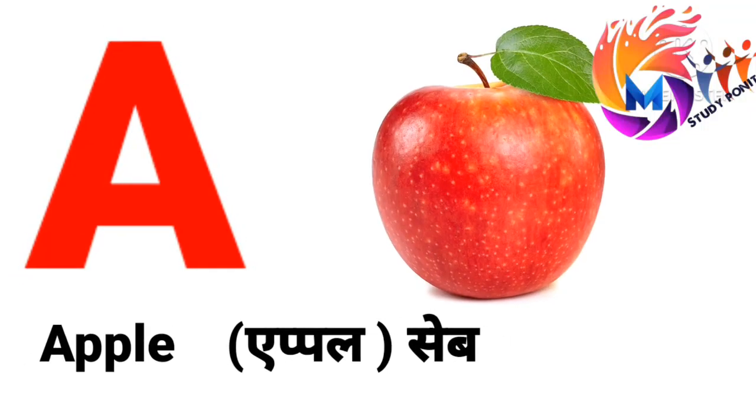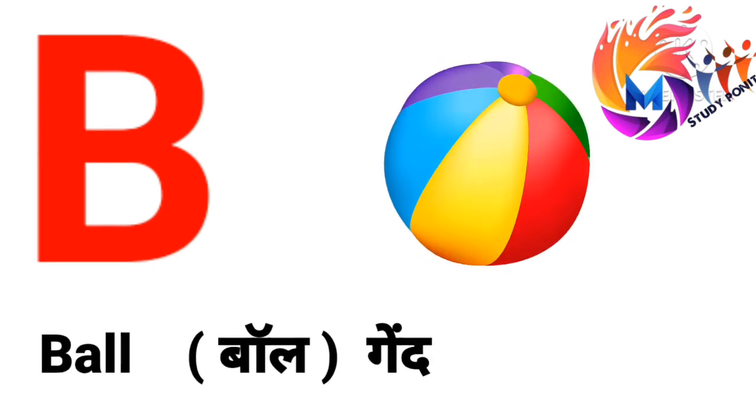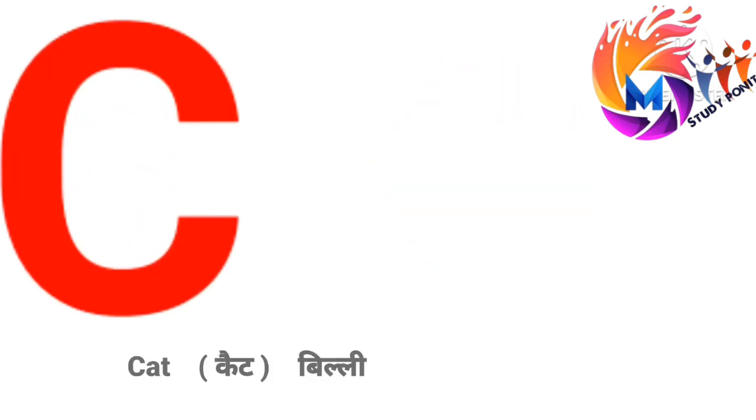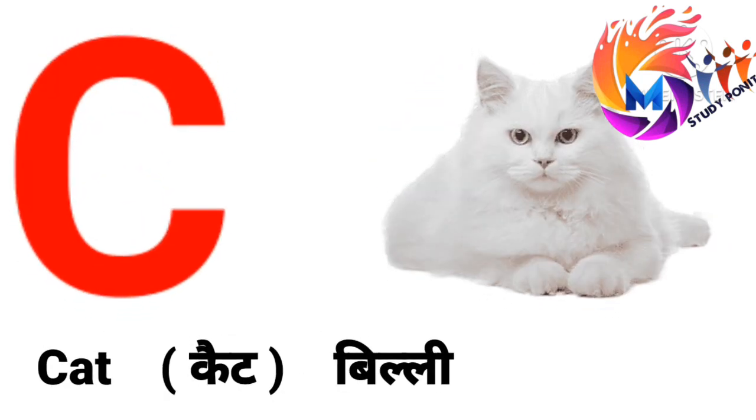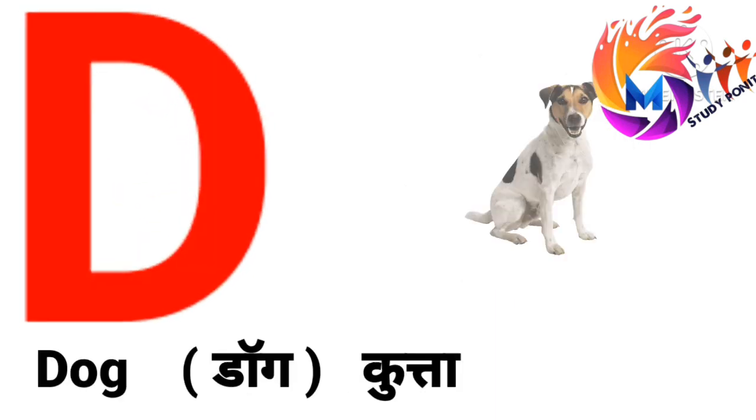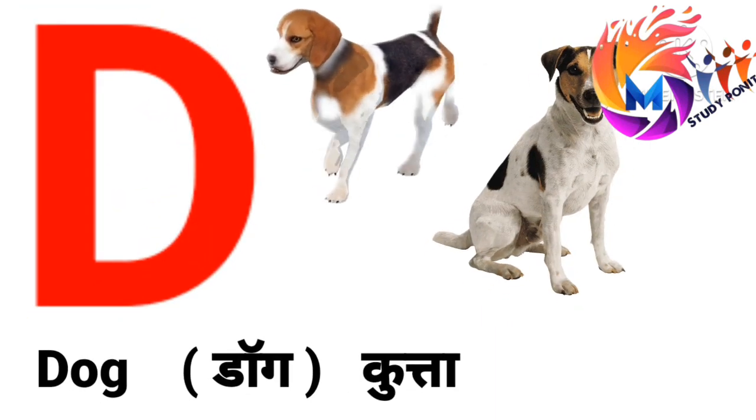A for apple, apple means sheep. B for ball, ball means gate. C for cat, cat means billy. D for dog, dog means kutta.